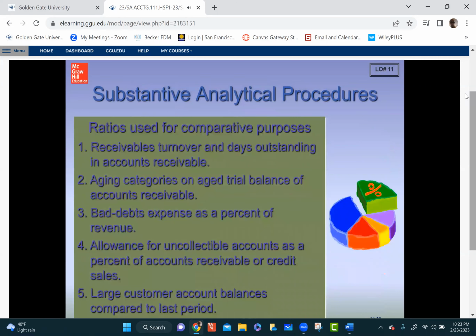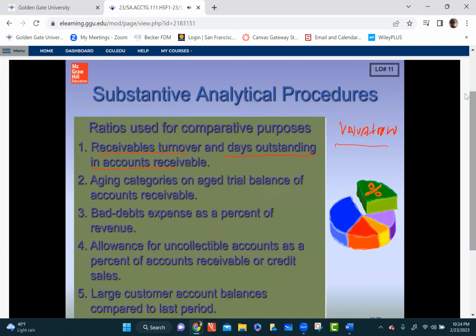Okay, so let's take a look at substantive analytical procedures. And the key thing that we're going to be doing with these analytical procedures is getting a feeling, quite frankly, for the valuation assertion. The nature of these procedures, quite specifically, is the valuation assertion that we can use substantive analytical procedures for. And you can see the nature of some of these. For example, accounts receivable turnover, days outstanding in accounts receivable.